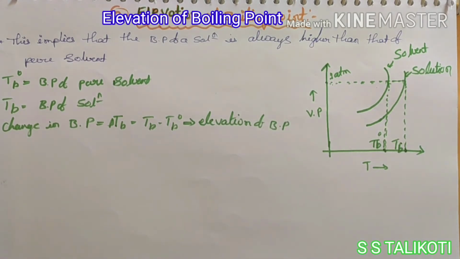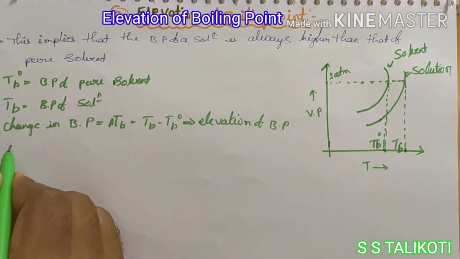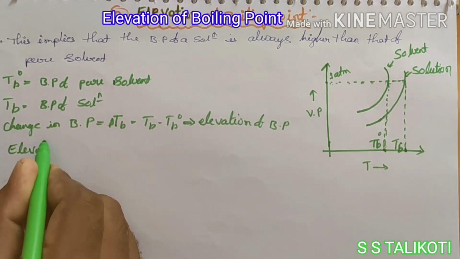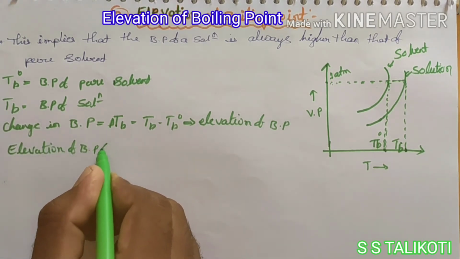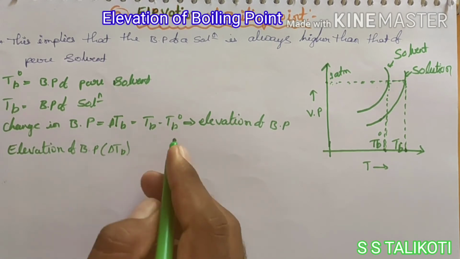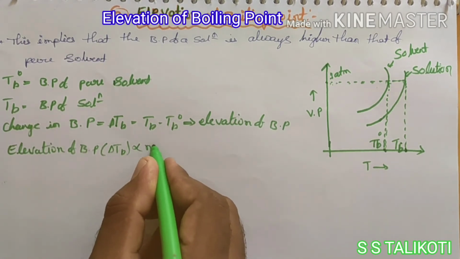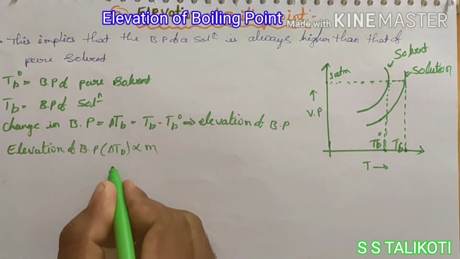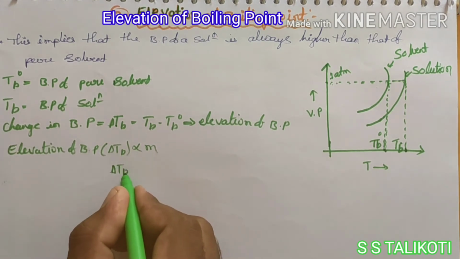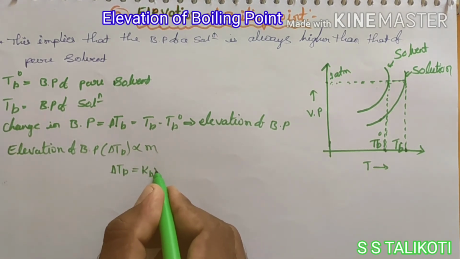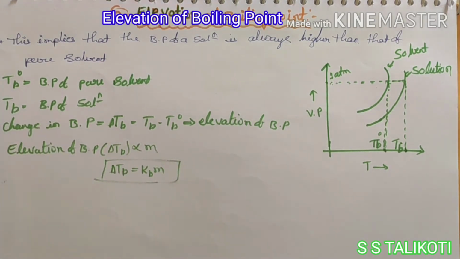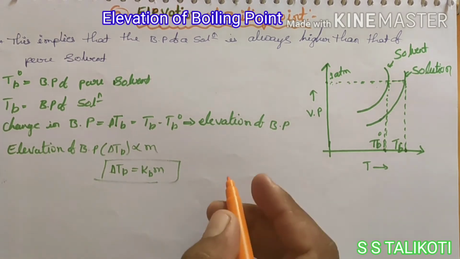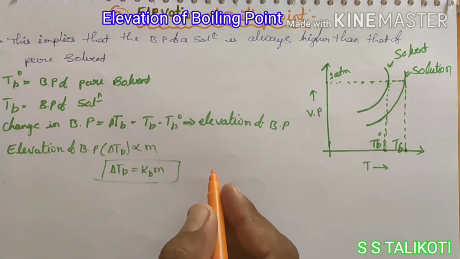Very simple, right? Then go to the next concept. The elevation of a boiling point, that is delta TB, is directly proportional to molality. Then we remove the proportionality constant: delta TB is equal to KB into m. Very interesting it is. Here m is the molality.